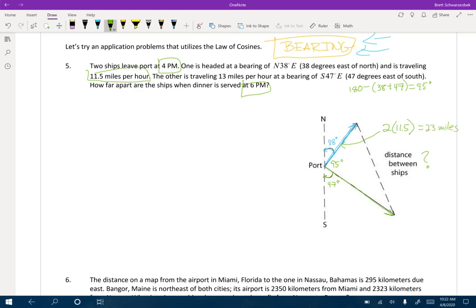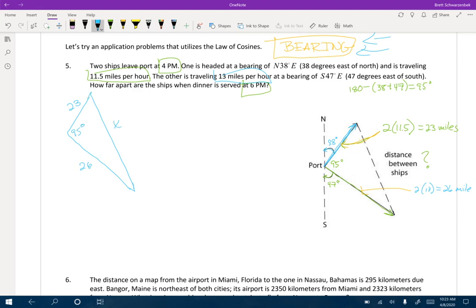We do the same thing for the other side. Let's probably do different colors here, right? So in this side, this has again been 2 hours, but this one has traveled 13 miles per hour. So this is going to be 2 times 13, which is 26 miles traveled. So right now, we're ending up with a picture that looks like this. We have 23 over here, we have 95 over here, and we have 26 over here, and we need to find the missing side, x.